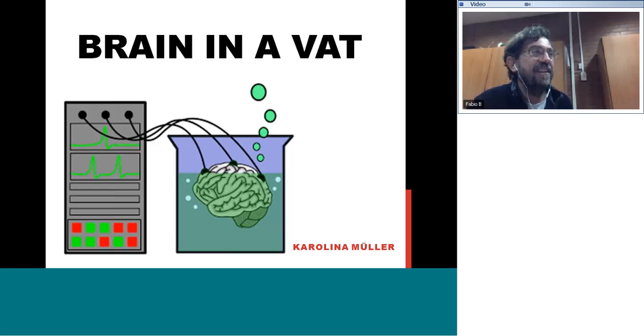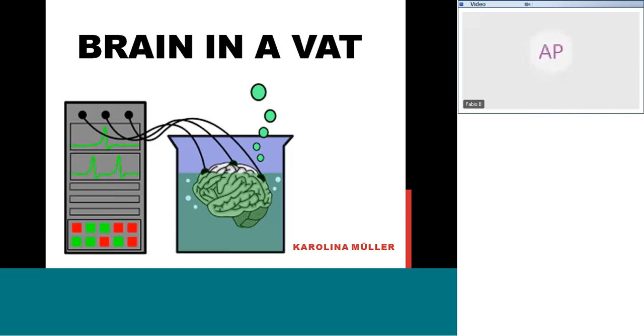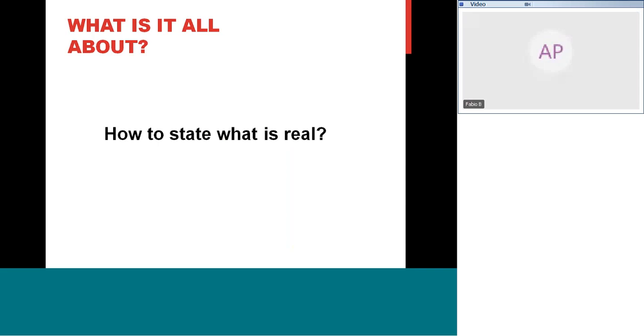Thank you. Okay, fine. So my name is Carolina, and I would like to describe a philosophical problem called brain in a vat. The functional principle of brain in a vat is that we take a brain off the body, connect it with a supercomputer, and send electrical impulses to create a simulation of a real world. And what is it all about?